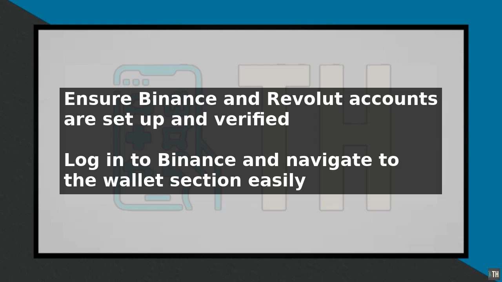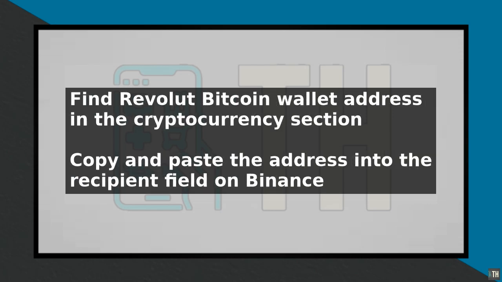To find your Revolut Bitcoin wallet address, log into your Revolut account and navigate to the cryptocurrency section. Click on Bitcoin and then click on the Add Cash button, followed by the Withdraw button. You will see your unique Bitcoin wallet address, which you can copy and paste into the recipient address field on Binance. Next, enter the amount of Bitcoin you wish to transfer and select the appropriate network fee.